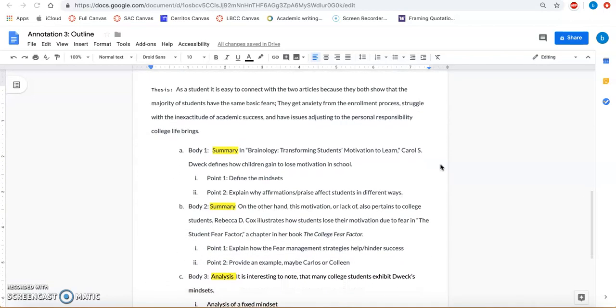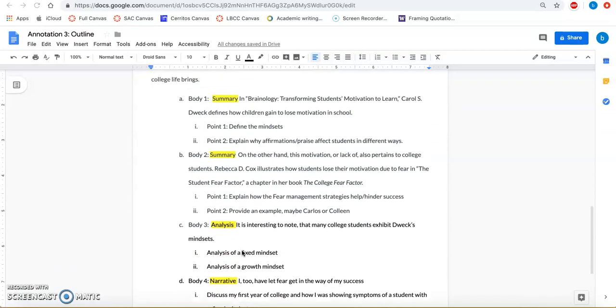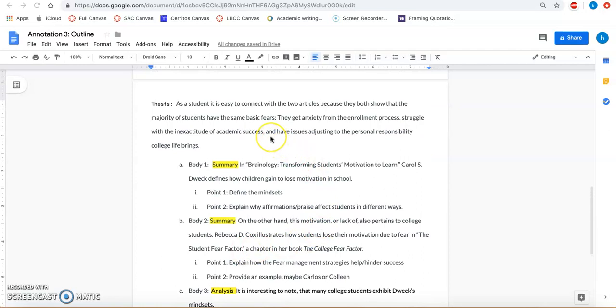So, our thesis here states, as a student, it is easy to connect with the 2 articles because they both show that the majority of the students have the same basic fears. They get anxiety from the enrollment process, struggle with inexactitude of academic success, and have issues adjusting to the responsibility college life brings. So, let's look at our body paragraphs and see how each of these body paragraphs is supporting that thesis statement.